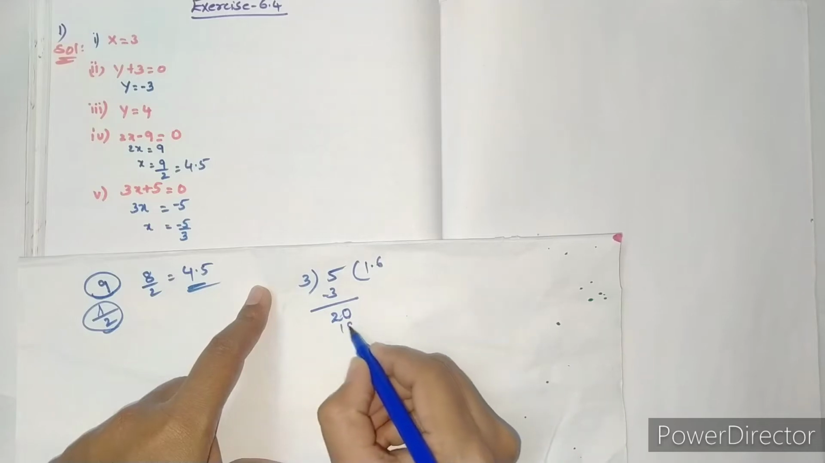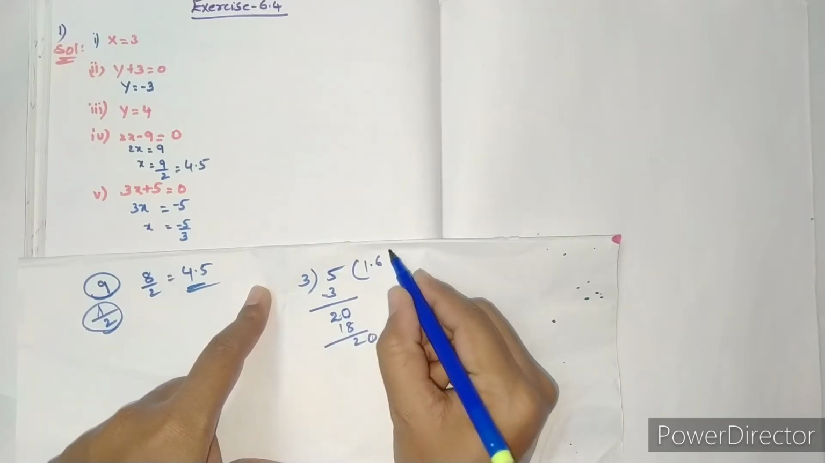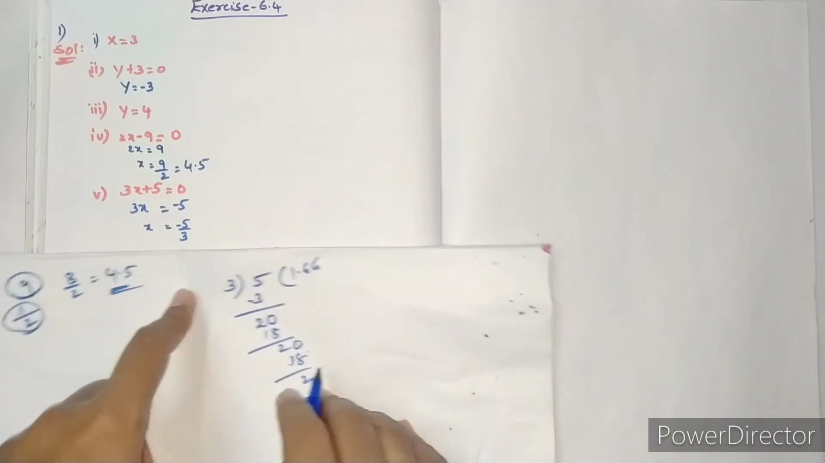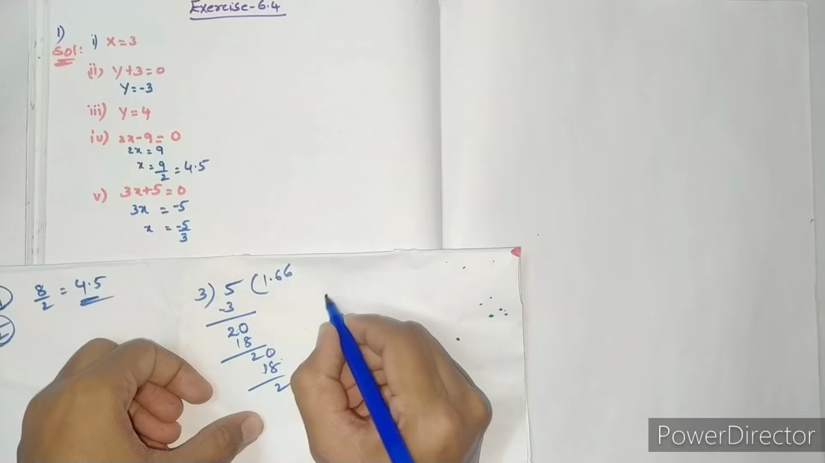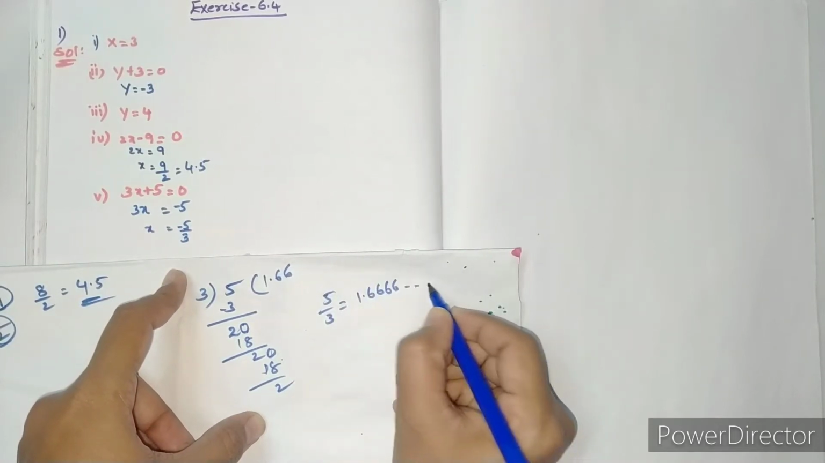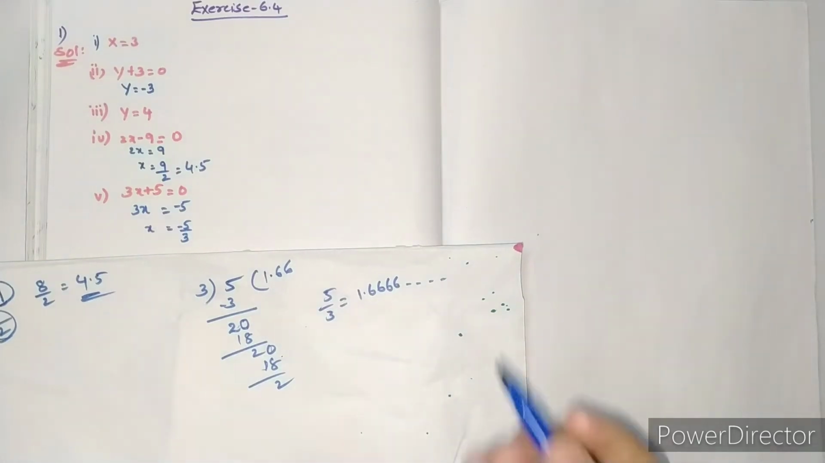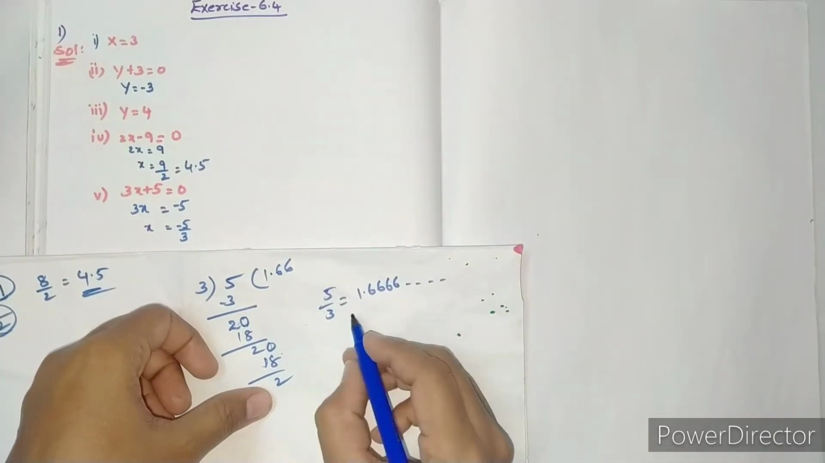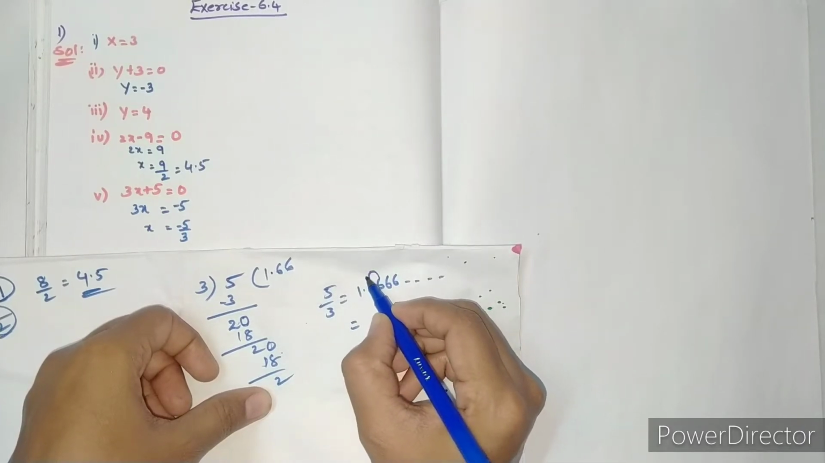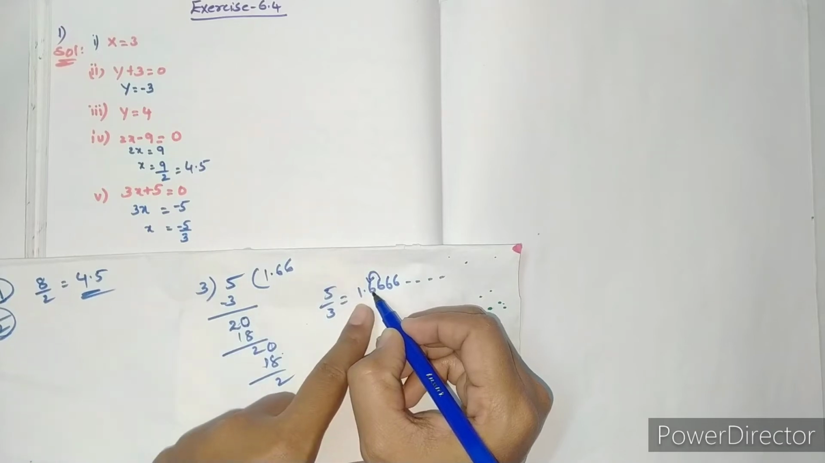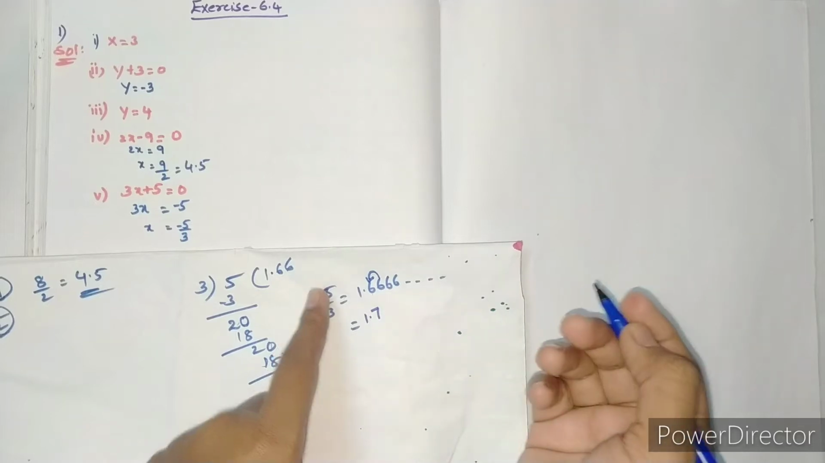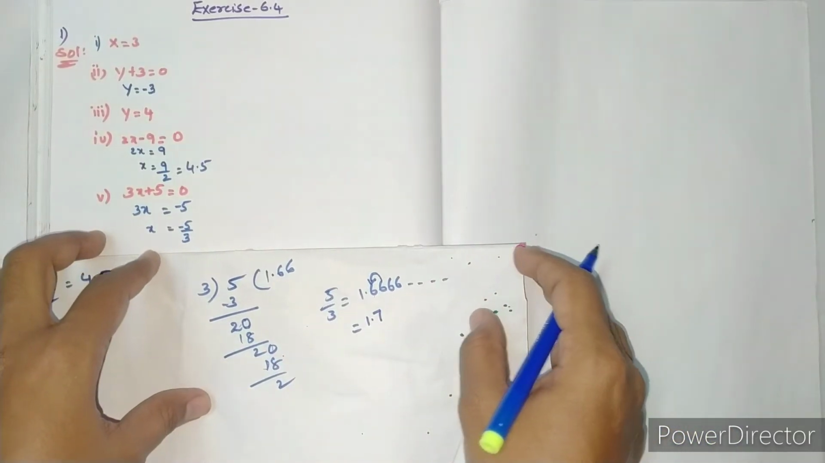Now 3 6s are 18. Again 2. So 3 6s are 18. Again it will continue like that, so it is a non-terminating decimal. So 5 by 3 is 1.66 and so on. So it is an irrational number, students, we can say. So we can add 1 to the number immediately after the decimal. So we can write it as 1.7.